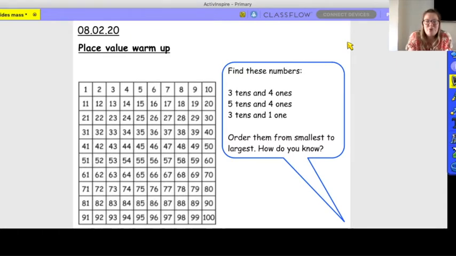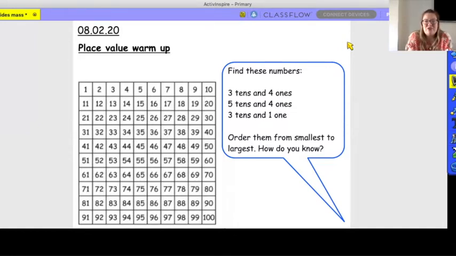So now I would like you to order them from smallest to largest and tell your adult how you know you are correct. Well done, Year 2. If you told your adult that 31 was the smallest number and that 54 was the largest number, you may have justified this by saying that 3 tens is less than 5 tens, but some of you may have spotted that you also had 3 tens in 34. So you would have had to have told your adult that 1 one is less than 4 ones and therefore 31 is the smallest. See if you can now play this game with one of your adults at home.